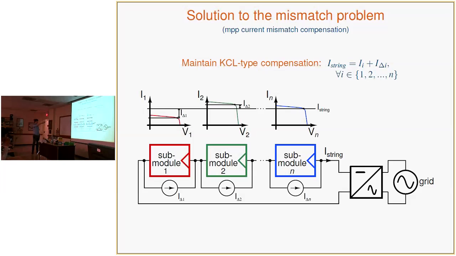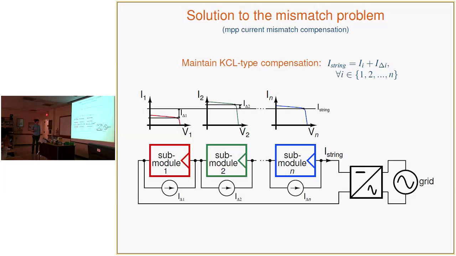And likewise, same thing for submodule 2. So say that maximum power point current is higher than the string current, you should be able to use a current source that can provide for that mismatch as well. And that means that these current sources should be bidirectional. They should be able to absorb and inject current, right?